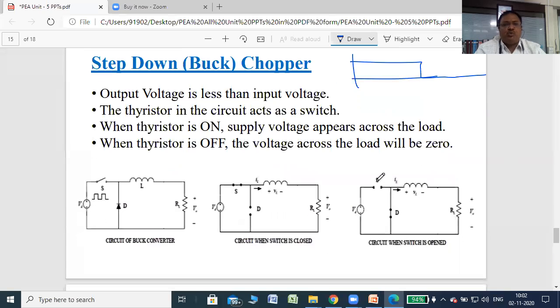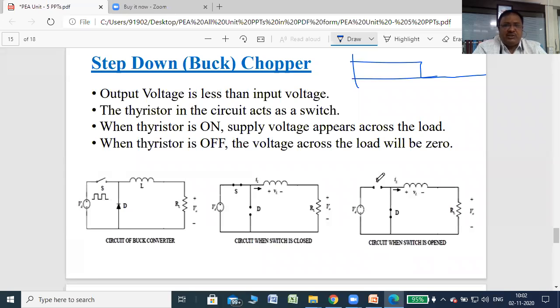Now the step down chopper. The output voltage is less than the input voltage. So that's why it is called a step down chopper. Okay. The output voltage is less than the input voltage, so it is called a step down chopper. It is also called a buck converter.